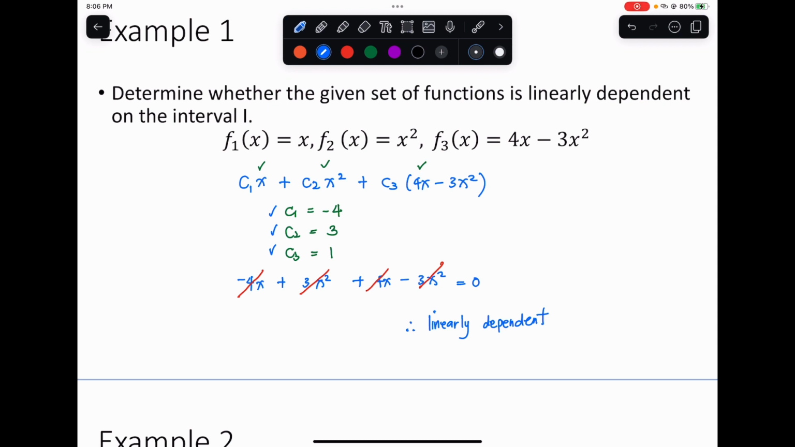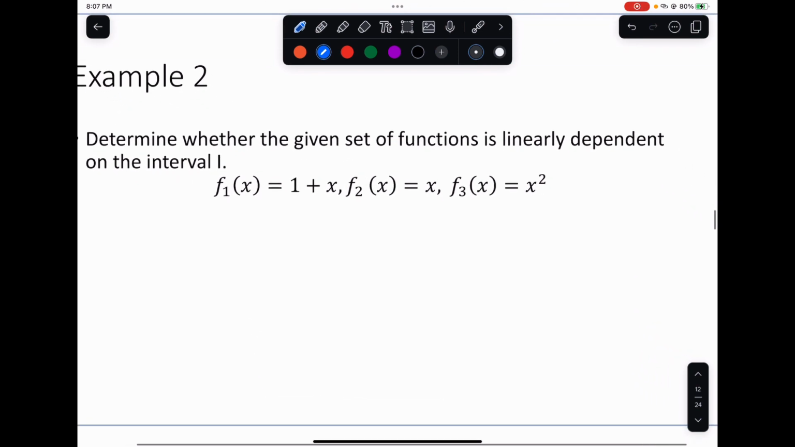The thing here is, there is actually no specific method on how to do this. We just need to think of the values of C sub 1, C sub 2, and C sub 3 to make it equal to 0. If we cannot think of any combination of C sub 1, C sub 2, and C sub 3 to make it 0, then that makes it linearly independent.